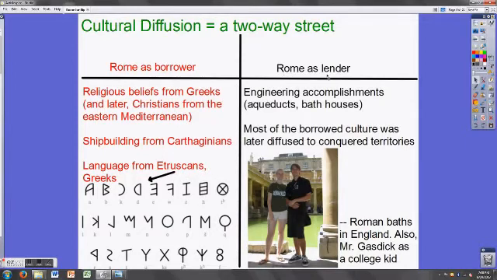Here are some of the things that Rome diffused to other territories, to other peoples, to other cultures. One of the main things that it brought with it was engineering accomplishments. Aqueducts, pictured in your textbook, as well as bathhouses. There's actually one pictured right here. These are the Roman baths in England.